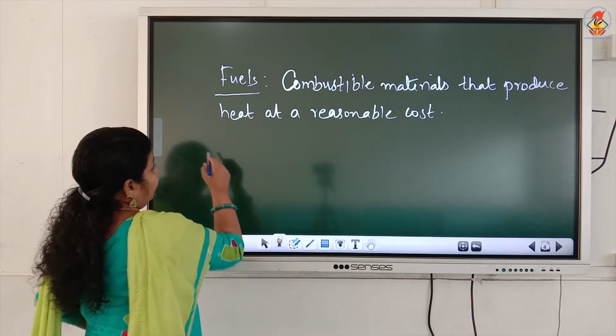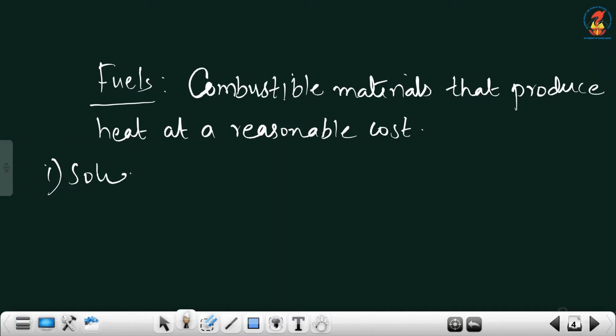Now, fuels can be classified into three types: solid fuels, liquid fuels.